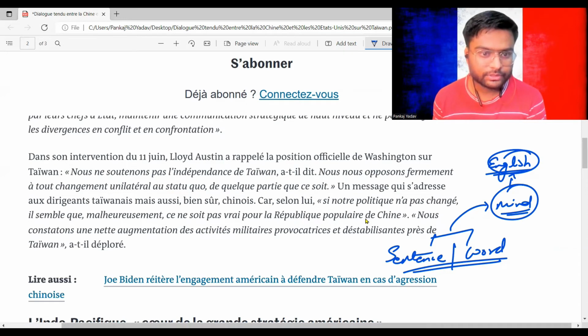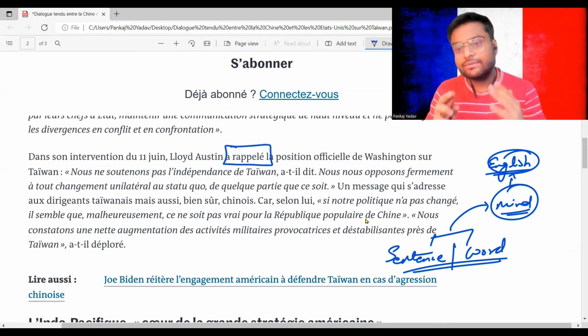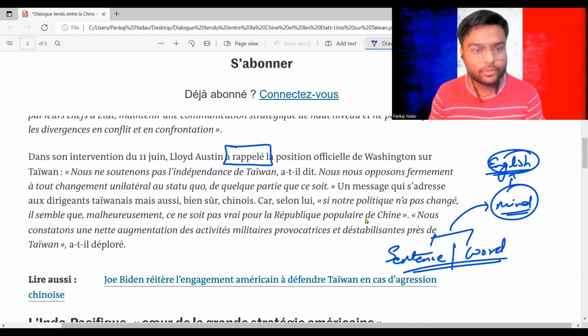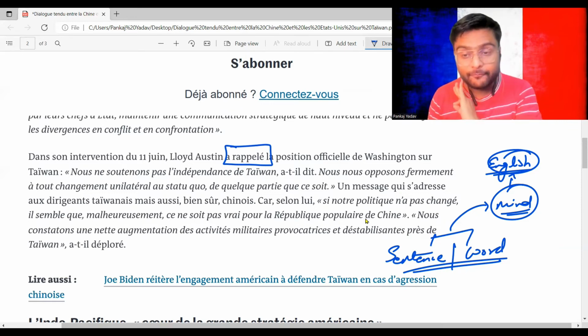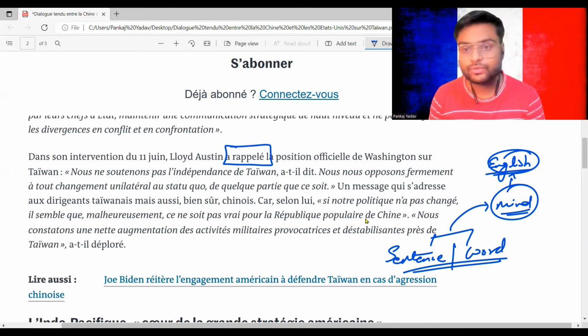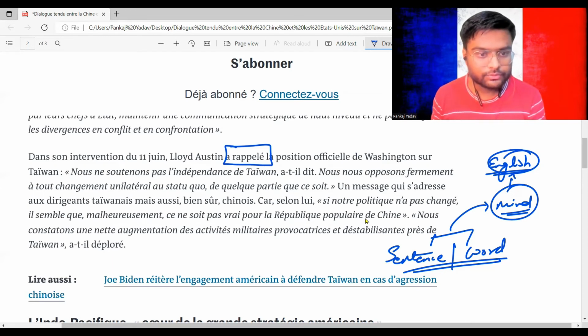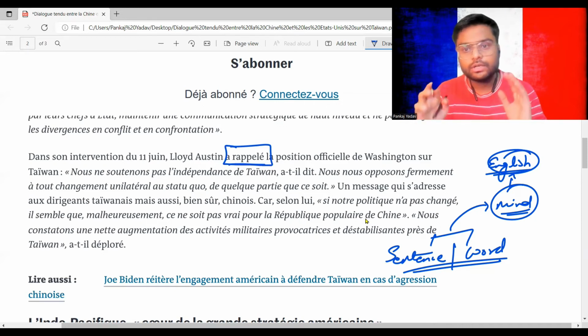Dans son intervention du 11 juin, Lloyd Austin a rappelé la position officielle de Washington sur Taïwan. Now, let's suppose you do not know the meaning of rappeler. Generally, what I recommend students to do in their B1 or B2 level is keep the word as it is, or skip the word completely, and try to handle the situation without using that word. Dans son intervention du 11 juin, Lloyd Austin a, dash, la position officielle.